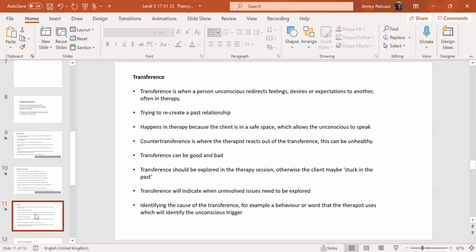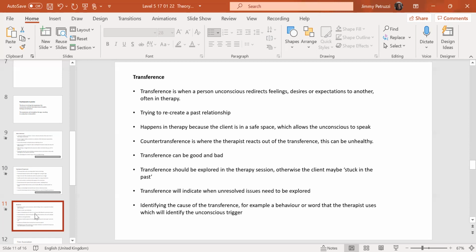Transference. Transference is when a person unconsciously redirects feelings, desires, or expectations to another, often in therapy. Trying to recreate a past relationship happens in therapy because the client is in a safe space which allows the unconscious to speak. Countertransference is where the therapist reacts out of transference. This can be unhealthy. Transference can be good and bad.